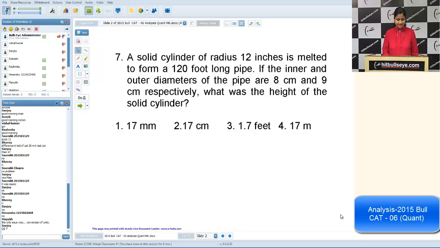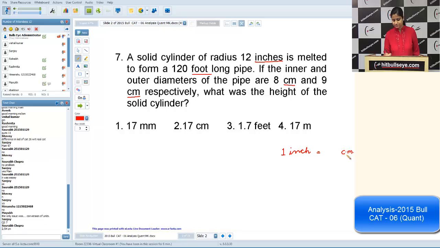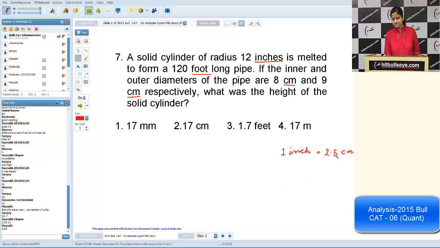Yes, Mayuk, exactly. Yes, Sanjay. A solid cylinder of radius 12 inches is melted to form a 120-foot long pipe. If the inner and outer diameters of the pipe are 8 cm and 9 cm respectively, what was the height of the solid cylinder? It was an easy question, but the main problem was unit. Here we have foot and inches and here we have centimeter. Anybody of you? 1 inch is equal to how much centimeter? Yes, exactly. It's approximately 2.5.